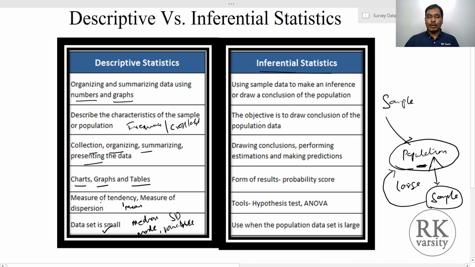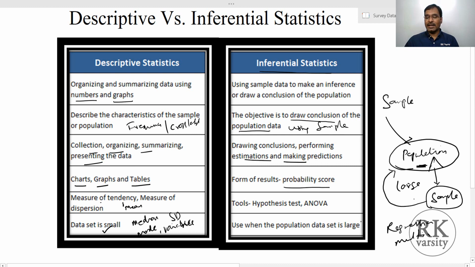Here the objective is to draw conclusions of the population data, in the sense that we try to draw conclusions of the population data using sample data. That means drawing conclusions, performing estimations and making predictions. Sometimes we also make predictions or estimations based on the sample data, like we use calculations like regression, then multiple regression. All these calculations we use to draw conclusions. Then the results are in the form of probability.